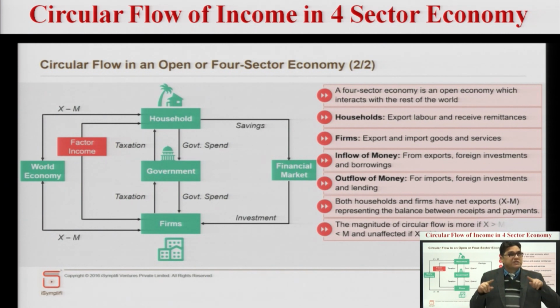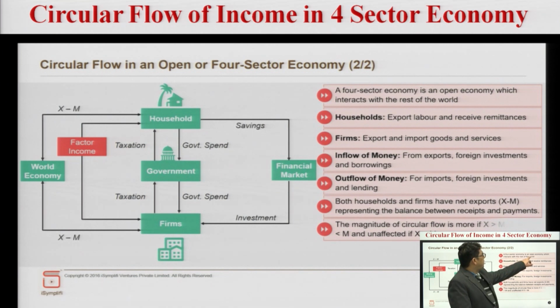Now, this four sector economy is very different from the two sector economy. In the two sector economy, we had discussed that there were only two parties, the individual and the firm. So, there was no interaction with the rest of the world, there was no concept of export and import. You were only working within your own economy. In the four sector economy, globalization has impacted much, a more open economy has happened. See, the word open economy is mentioned over here.